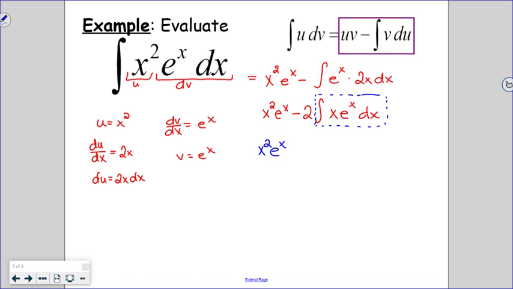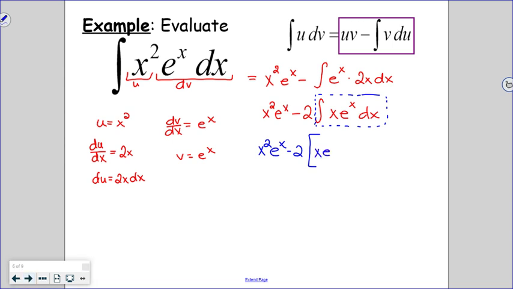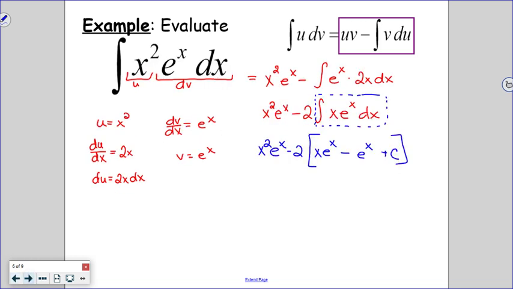So we get x squared e to the x minus 2. And then if I go steal our answer from the last one, it's going to be this guy, x e to the x minus e to the x plus c. And finally, distribute the negative 2 through. And again, as always, I'm not going to put a coefficient on c, so it's negative 2 times c is still some other constant, right?